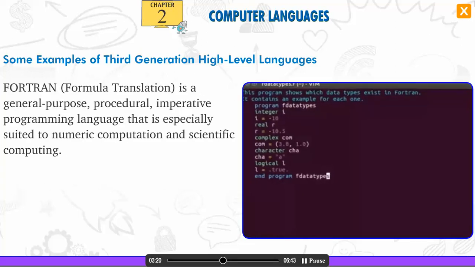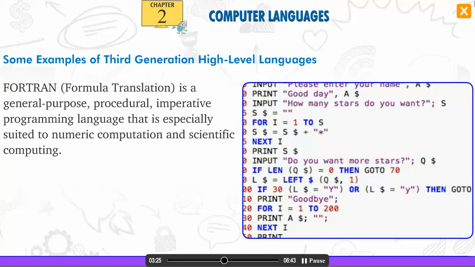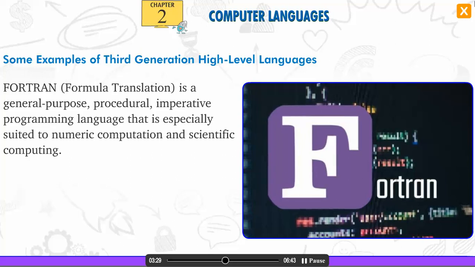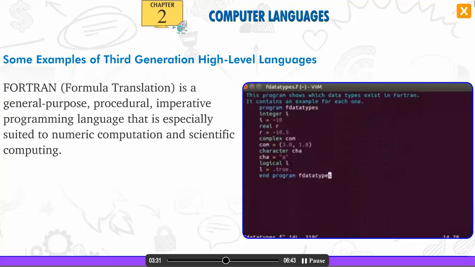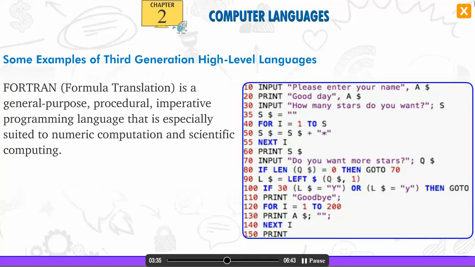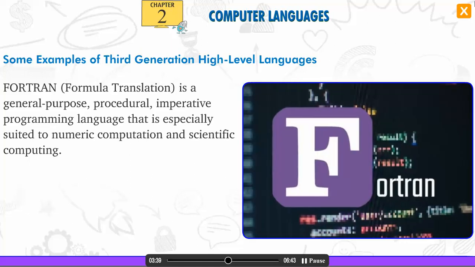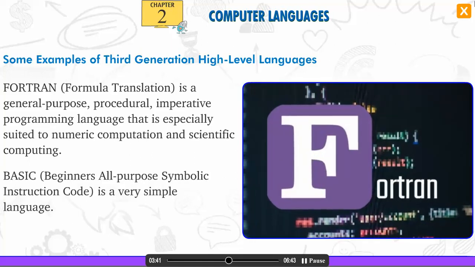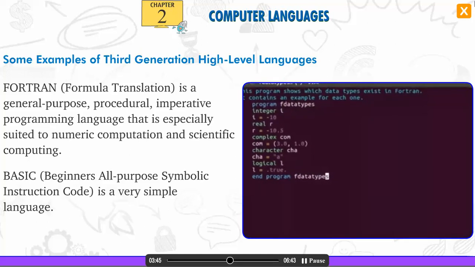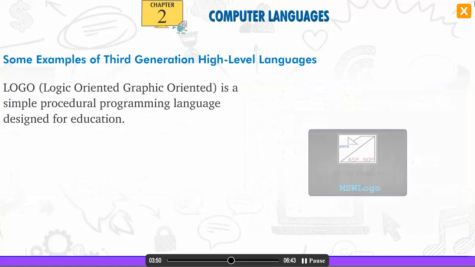Fortran, Formula Translation, is a general purpose procedural imperative programming language that is especially suited to numeric computation and scientific computing. BASIC, Beginner's All-purpose Symbolic Instruction Code, is a very simple language.